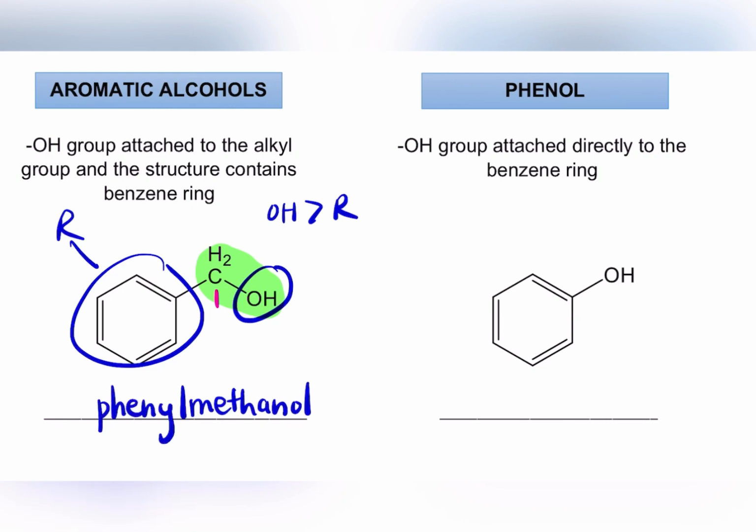Next one, you've got phenol, where phenol is not an aromatic alcohol. Please make sure you can see the difference between these two, because phenol is where the OH group is attached directly to the benzene ring. So this is the structure for phenol. So I'm going to give the name as phenol.